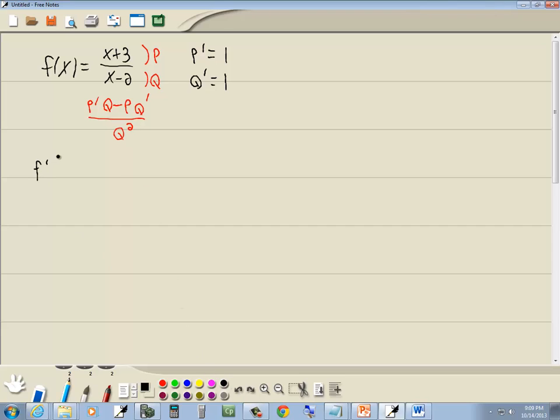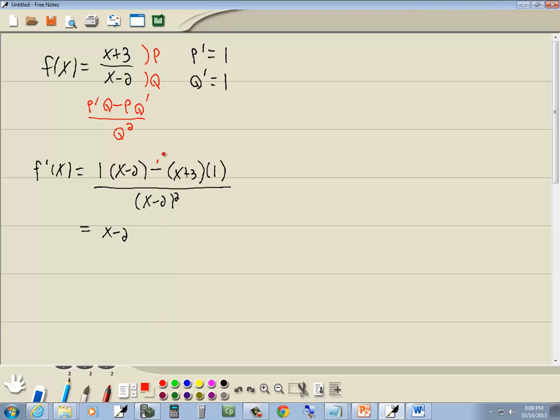So for our first derivative, p prime is 1 times q, which is x minus 2, minus p, which is x plus 3, times q prime, which is 1, all over q squared, which is x minus 2 squared. Now those ones aren't doing anything, so I can drop them. So I got x minus 2.